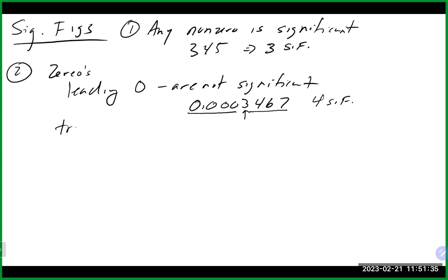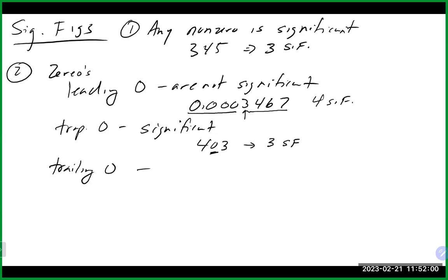If we have what are sometimes called trapped zeros, those are significant. So 403 would have 3 significant figures, as the 0 is trapped between 2 non-zero numbers. So those would be significant. And then it's really the trailing zeros that give people a hard time. If we have a 0 at the end, it may or may not be significant.